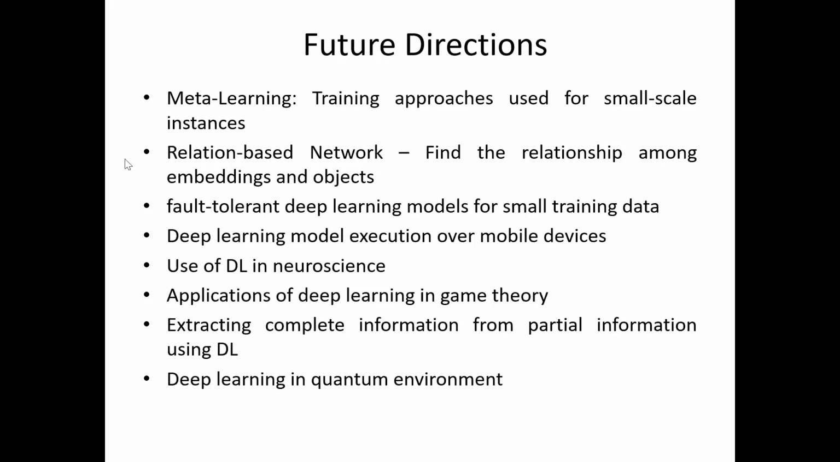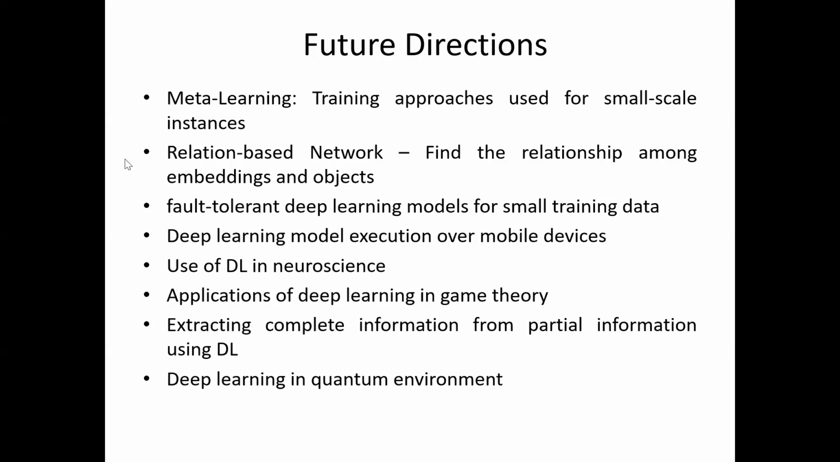Now, relation based network: find the relationship among embeddings and objects. That is another very important area. You have to identify the relation between different attributes and other things in the data, and the level of significance of different attributes in the data. Fault tolerant deep learning models for small training data: you have to ensure that your model is fault tolerant. It can handle a large size of data, or how much data it can handle without compromising the performance.